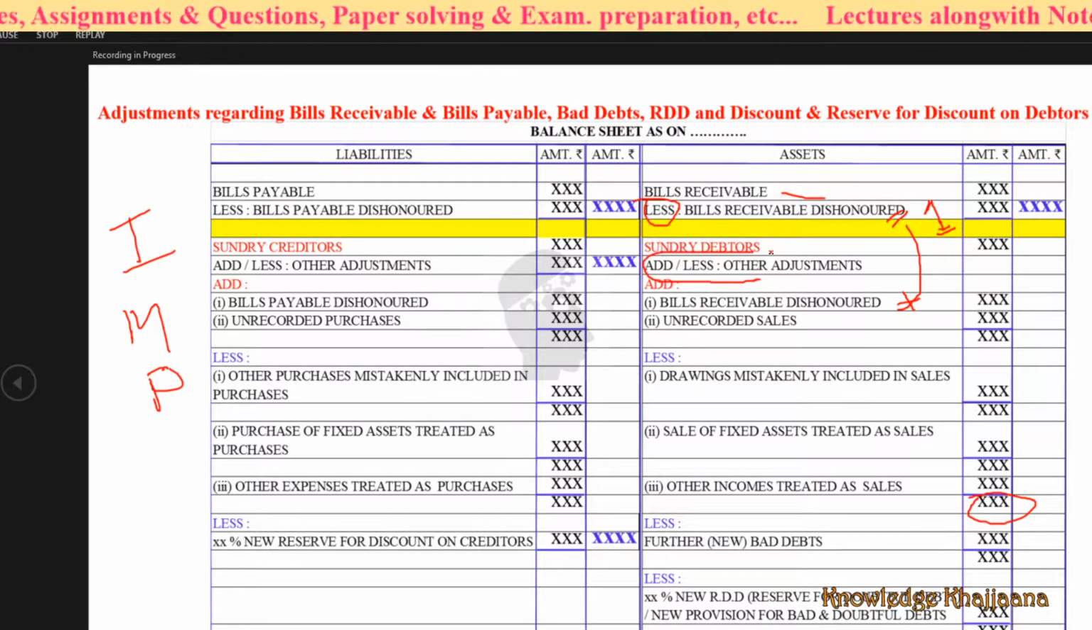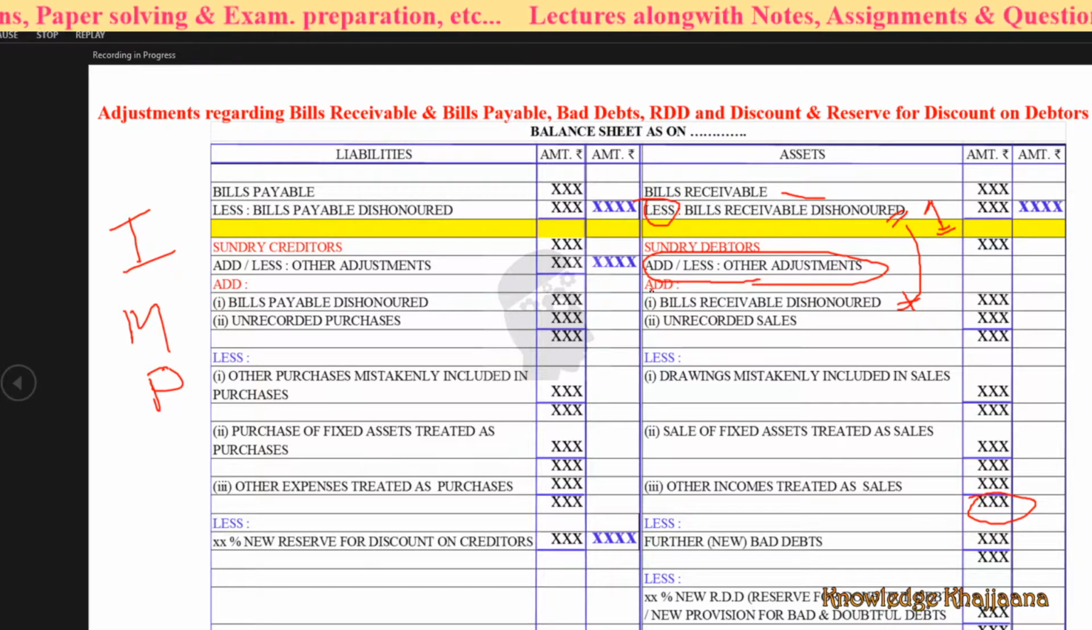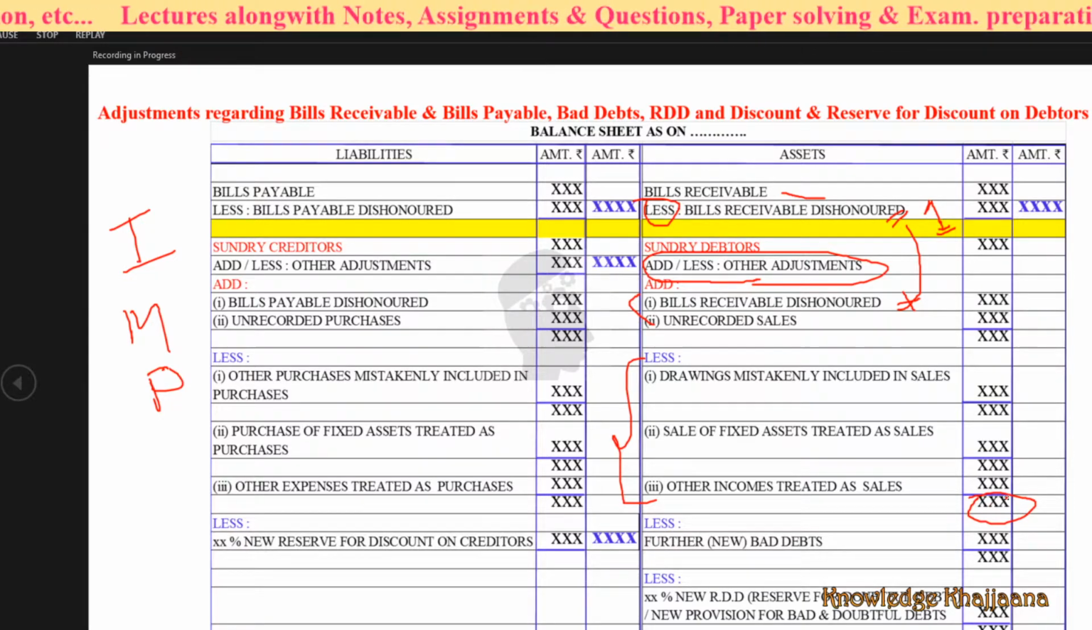Add or less other adjustments. Add these many things and less these many items. Okay, add or less other adjustment. After doing the other adjustment, you will get this figure of sundry debtors. Now, if new bad debts have been given in the adjustment, then that much amount you have to deduct from here. Deduct from this amount of sundry debtors.